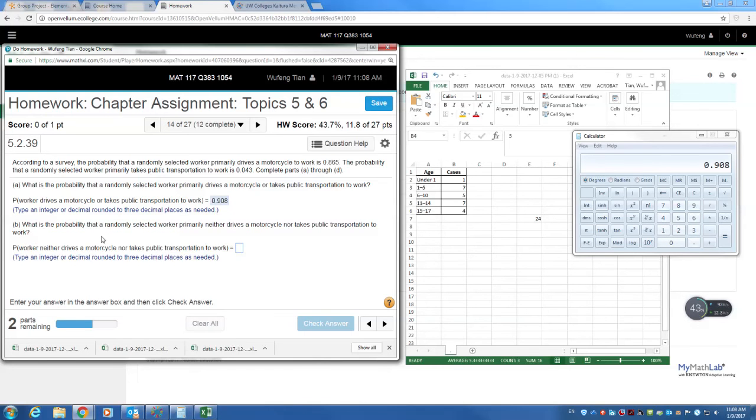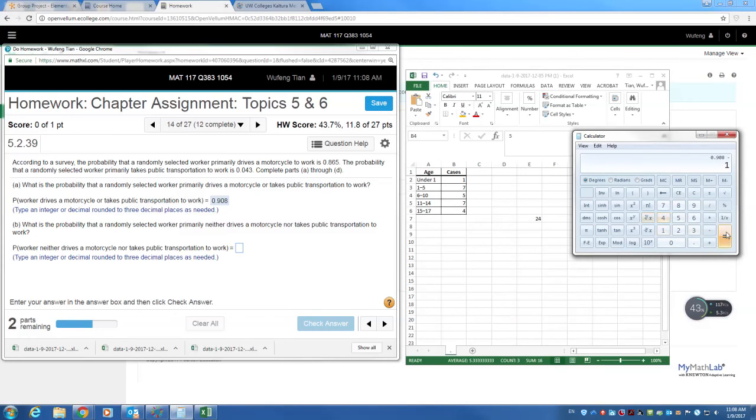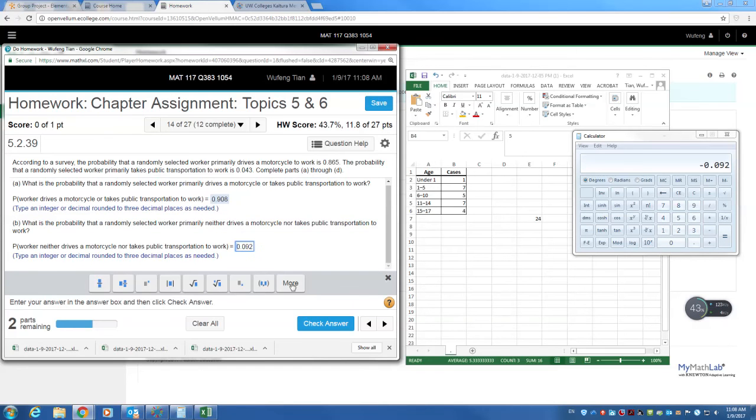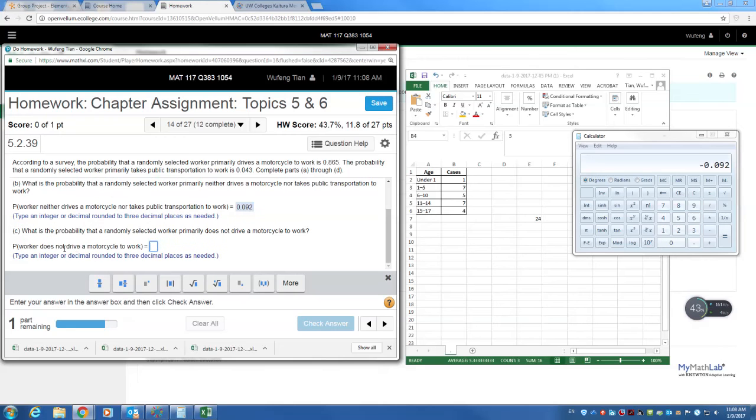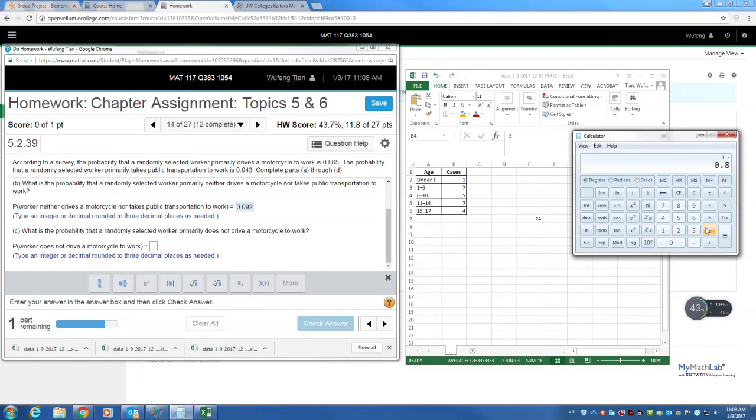Okay. What's the probability that a randomly selected worker primarily never drives a motorcycle to work? So you just subtract from 1. Not negative. So does not drive a motorcycle to work is 1 minus this number, because this is drives a motorcycle to work. So it's 1 minus 0.865, 0.135.